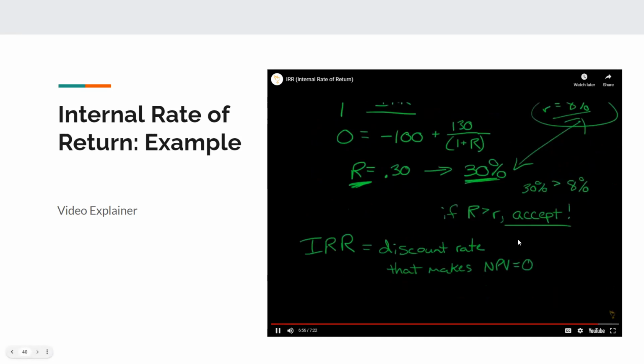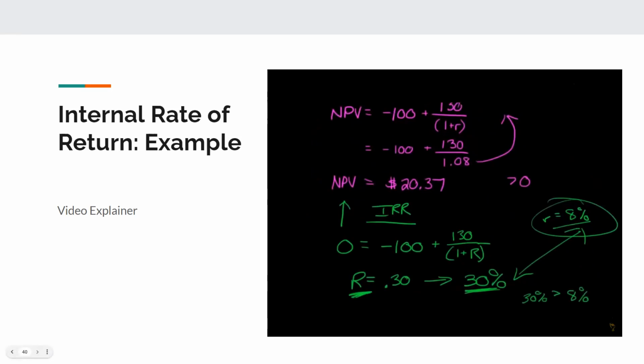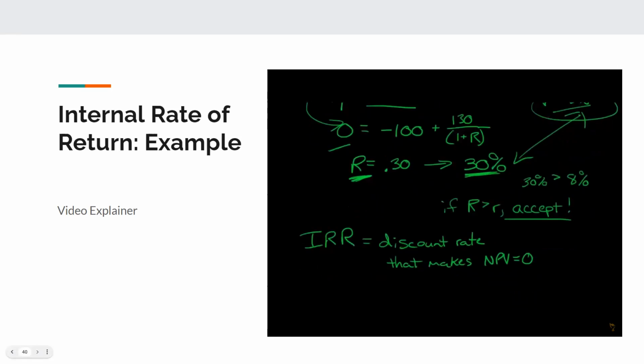We just ultimately say, instead of calculating the NPV directly, which we did under the NPV decision rule, we're going to set NPV equal to 0 and then solve for the big R that would make this equation true, where we find that big R that makes the NPV equal to 0, compare it to our discount rate, and if it's greater, then we accept the project.